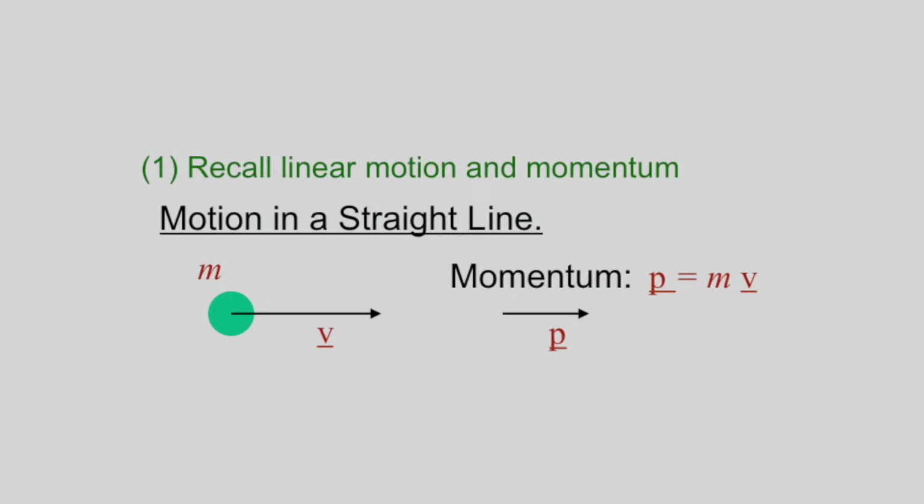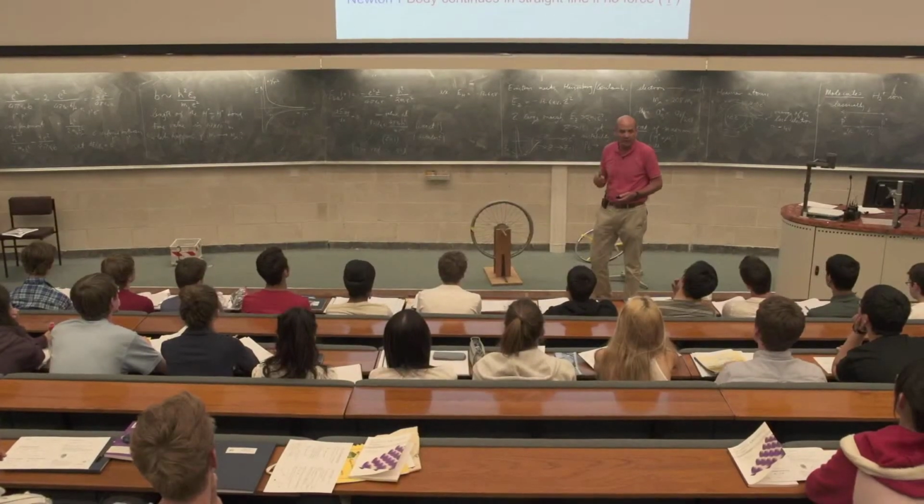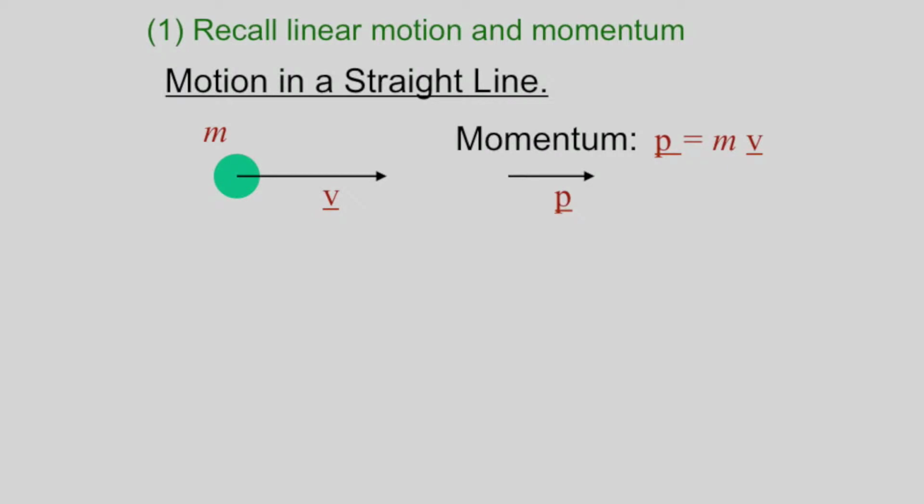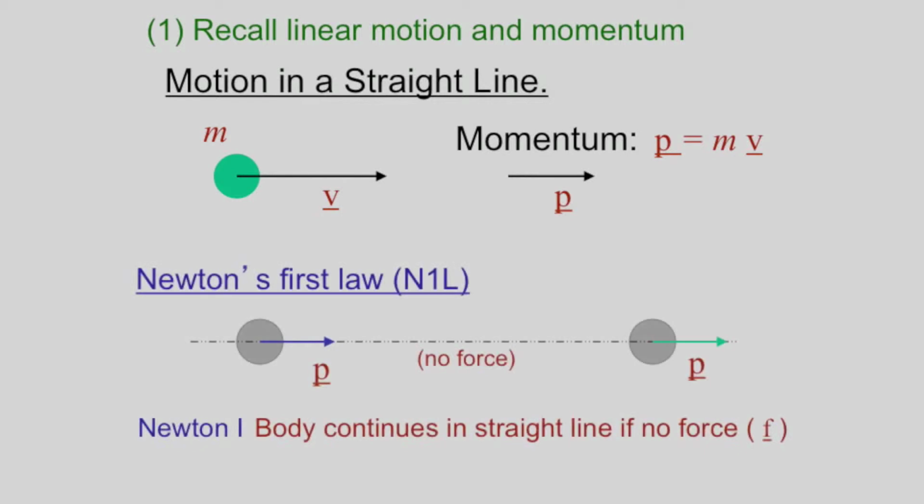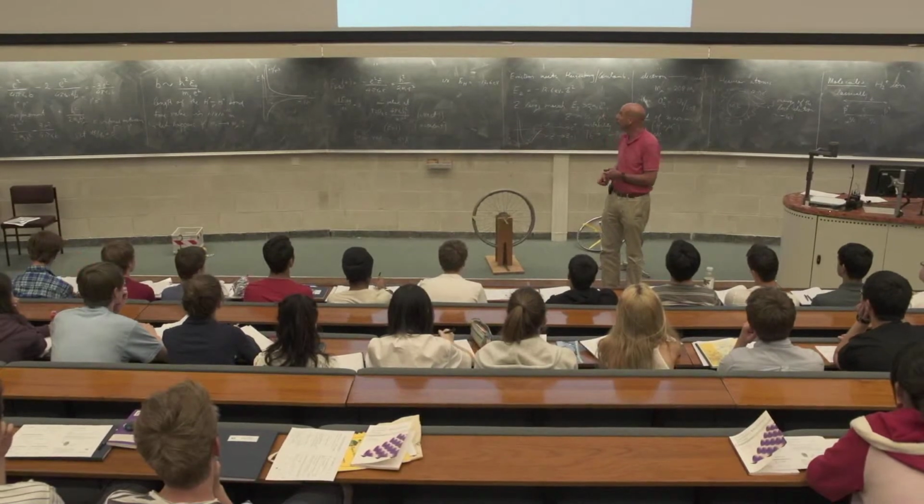And these are the laws of motion in a straight line. They're the laws of motion from Isaac Newton. And we have motion in a straight line. If we have a mass here of mass m with a velocity v, it's a vector, don't forget, then if we have a momentum p, which is mass times velocity, then Newton's first law says that if there's no force acting, then the body continues in a state of unchanged momentum. That is, it continues in a straight line if there's no force acting. That's the simplest of the Newton laws.